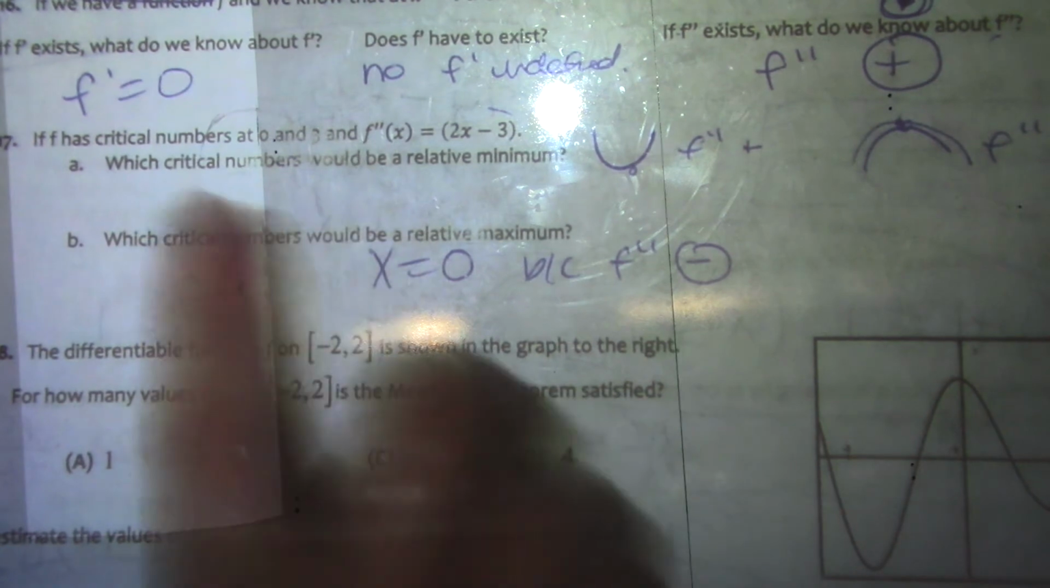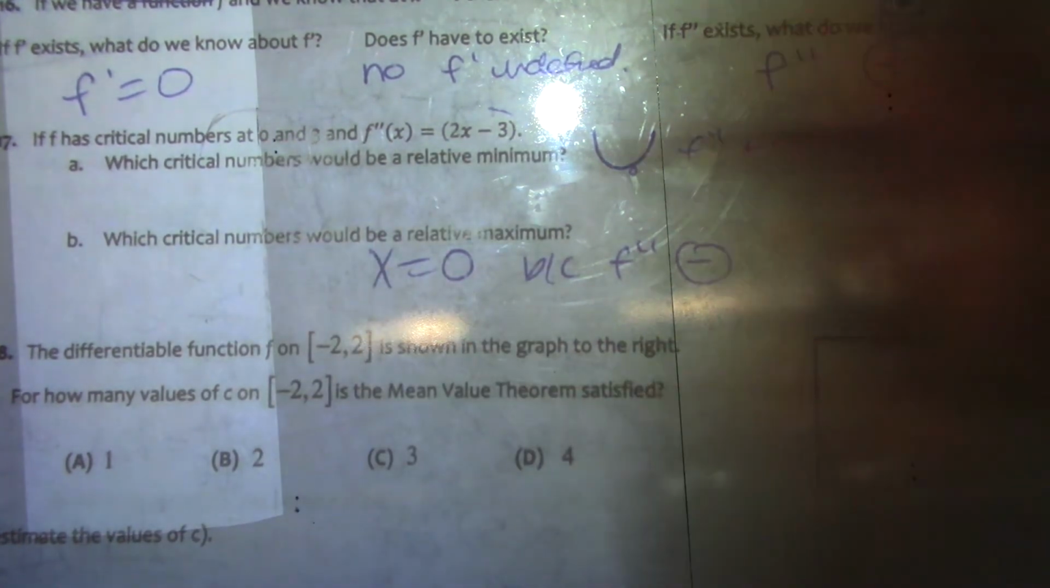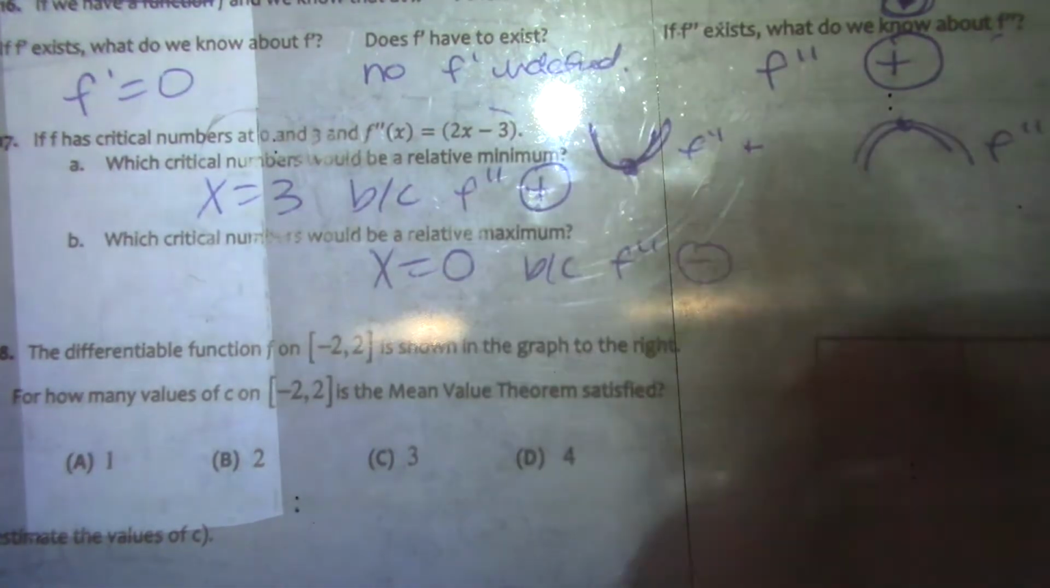When I plug in the 3, that's 6 minus 3, which is positive, concave up would be a minimum. So that would be x equals 3 because f double prime is positive. It's concave up, the minimum.